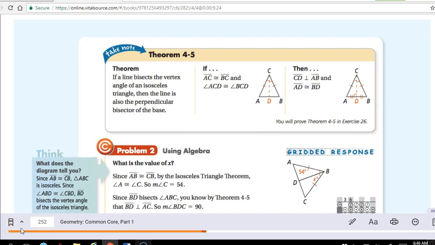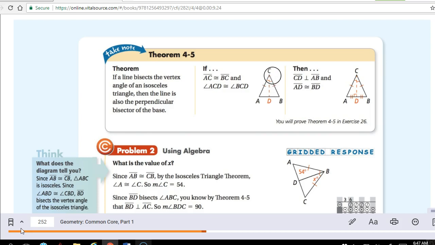Hello again. We're going to be looking in lesson 4-5 on page 252. We're going to actually be doing problem number 2 down here, but before we do, you need to be aware and have read this theorem that says if a line bisects the vertex angle of an isosceles triangle, not just any triangle, but an isosceles, that means when the two sides of the triangle are congruent.